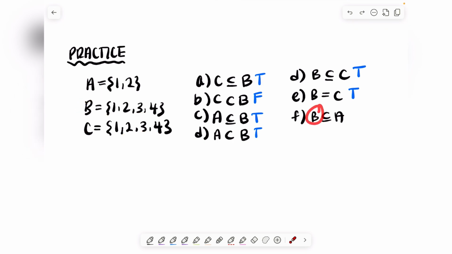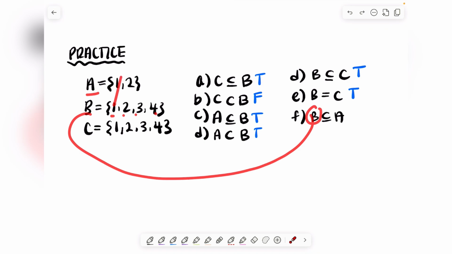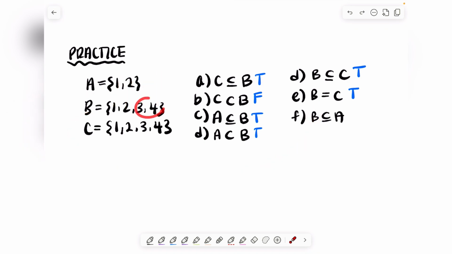Here we have B as a subset of A. Well, that means that all of the elements in B are supposed to be in A. Is that true? Well, B has elements 1, 2, 3, and 4. Are these elements in set A? Well, I see 1, I see 2, but I don't see 3 and I don't see 4. So because not all elements of B are in set A, this is false. B is not a subset of A.